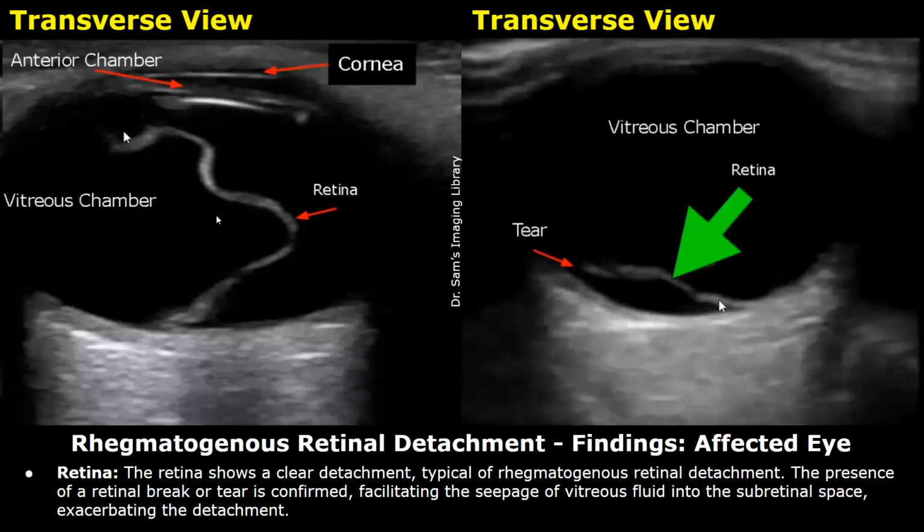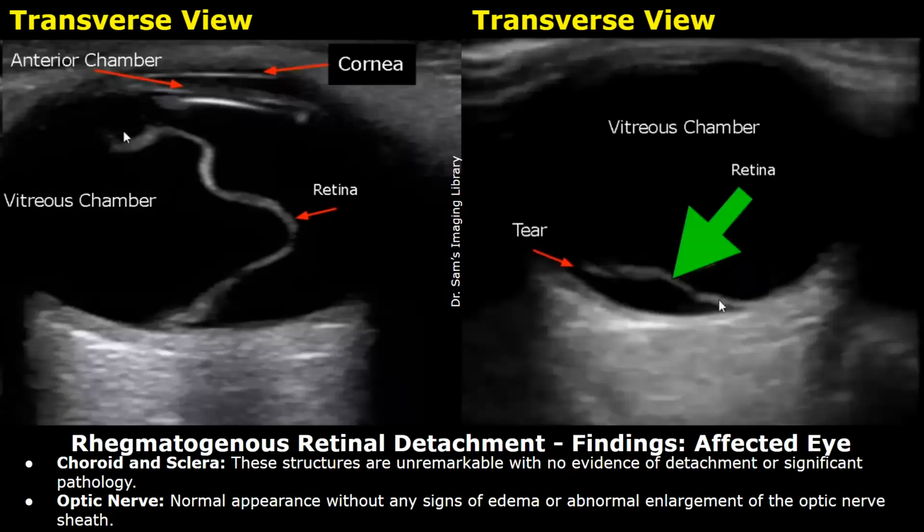Retina. The retina shows a clear detachment, typical of rhegmatogenous retinal detachment. The presence of a retinal break or tear is confirmed, facilitating the seepage of vitreous fluid into the subretinal space, exacerbating the detachment.